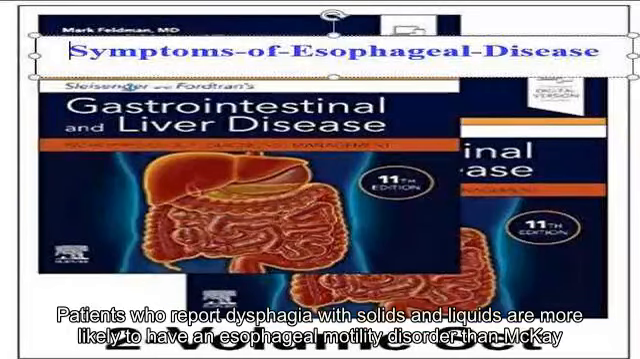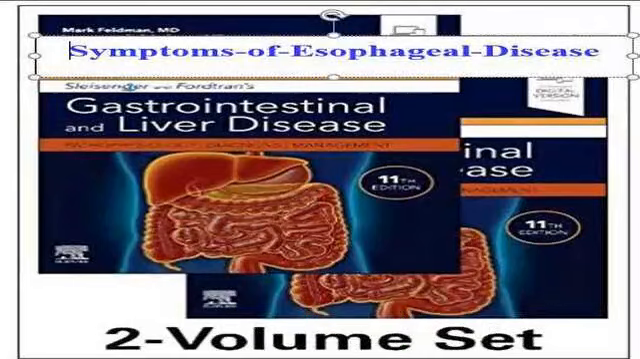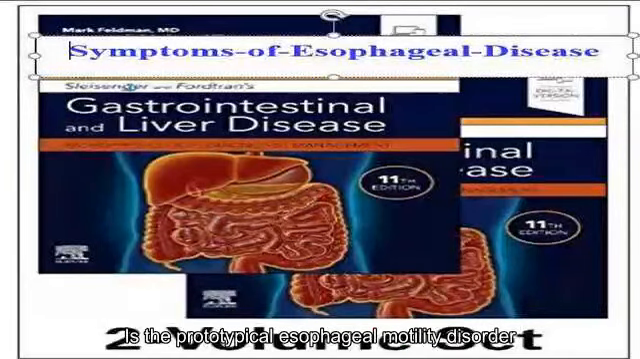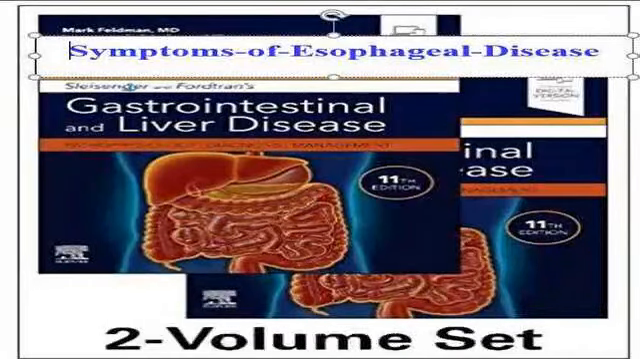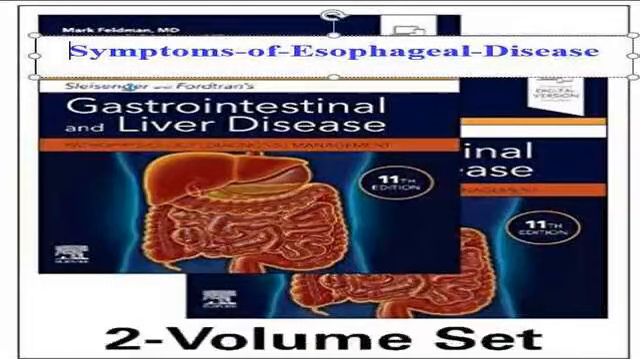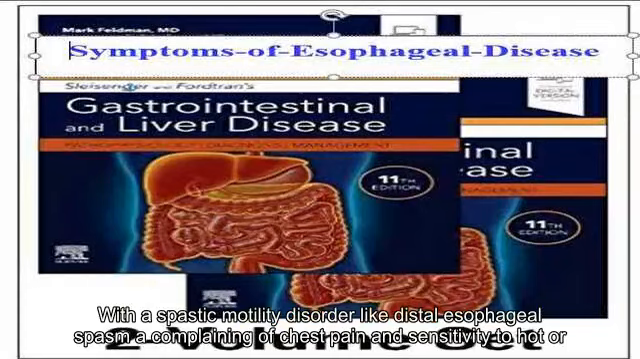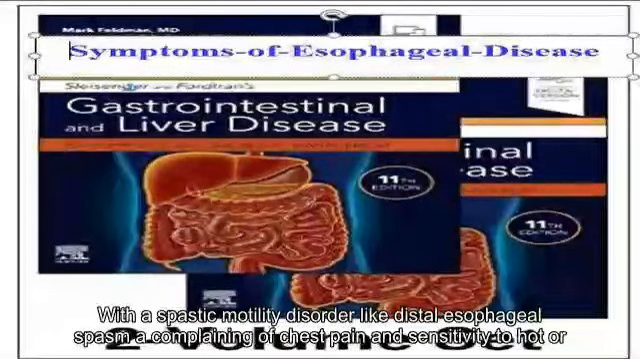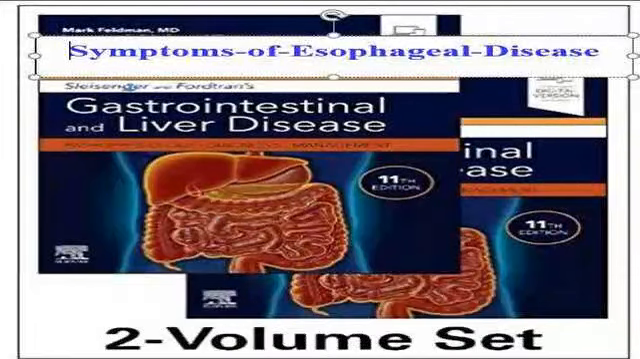Patients who report dysphagia with solids and liquids are more likely to have an esophageal motility disorder than mechanical obstruction. Achalasia is the prototypical esophageal motility disorder. In addition to dysphagia, many patients with achalasia complain of bland regurgitation of undigested food, especially at night, and weight loss. By contrast, patients with a spastic motility disorder like distal esophageal spasm may complain of chest pain and sensitivity to hot or cold liquids.